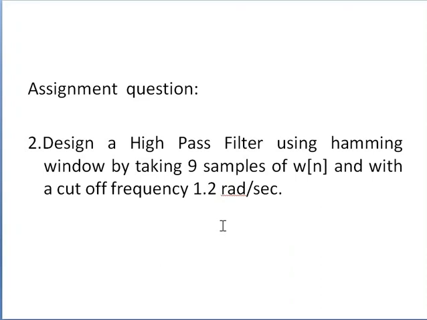Now coming to the next one, this is the assignment question. Design a high pass filter using a Hamming window by taking 9 samples of W of n and with a cutoff frequency of 1.2 radians per second. Just do this, and if you have any doubt, ask me.